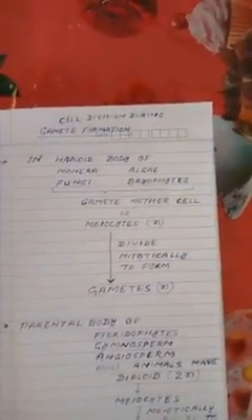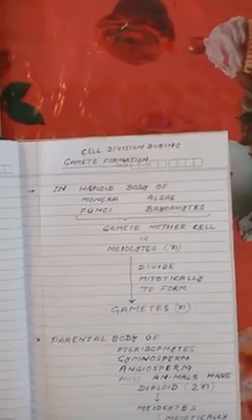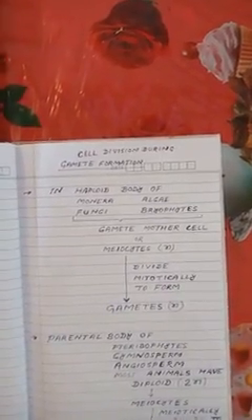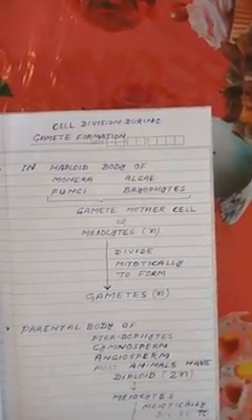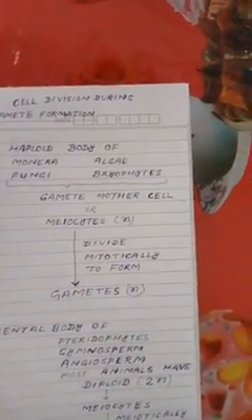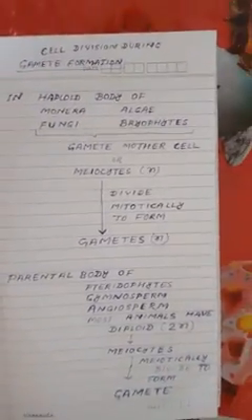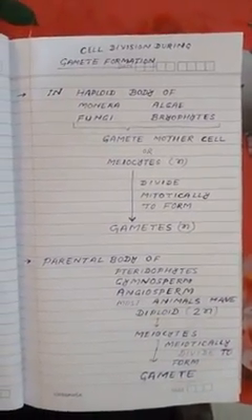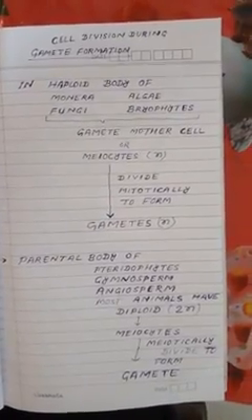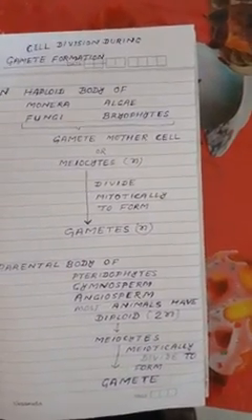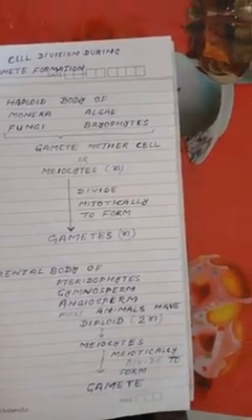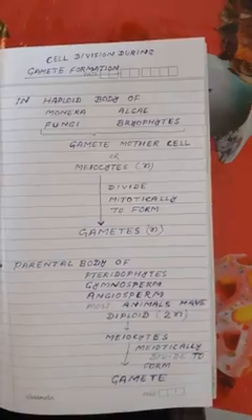I have tried this. You are looking here that in the haploid body, monera, algae, fungus, bryophyta, the gamete mother cell is called a meiocyte, and that is dividing meiotically to form gametes. And in the case of the parental body of pteridophyta, gymnosperm, angiosperm, and most animals, which have meiocytes, the gamete mother cell is diploid in nature, so that is dividing meiotically to form gametes. You see it.